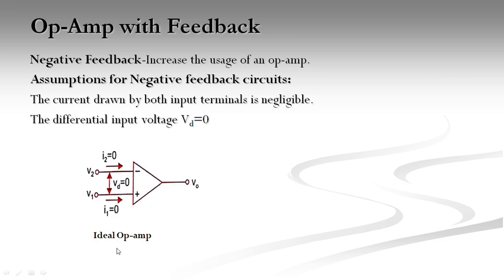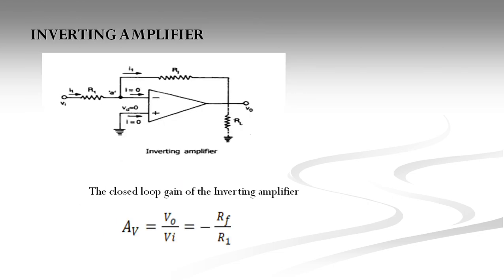And now let us see a very important, basic type of negative feedback circuit, which is used in most op-amp applications. The first negative feedback circuit is an inverting amplifier. Here the circuit diagram shows an inverting amplifier. If you look at the circuit diagram, negative feedback has been applied to this amplifier, that is, the output from the sixth pin is fed back to the second pin, the inverting terminal of the op-amp. So the type of feedback applied here is negative feedback.